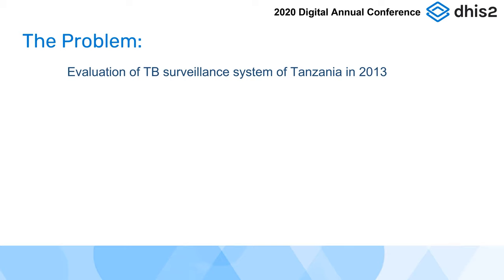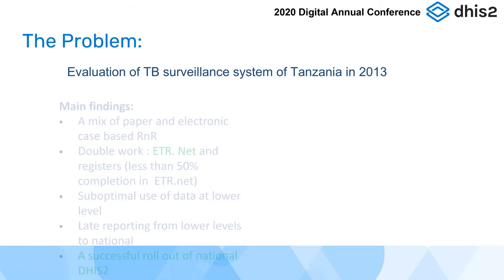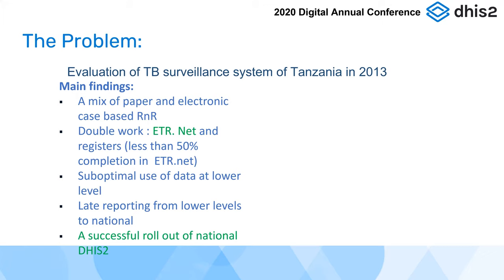So this is actually what happened in 2013 when WHO assessed our TB surveillance system and found that it cannot really measure the progress which we need to measure. The main finding was that we had a mixed paper and electronic system, a hybrid, but the electronic one we were using was not functioning optimally, and we faced challenges in upgrading, especially because the expertise was not in country.